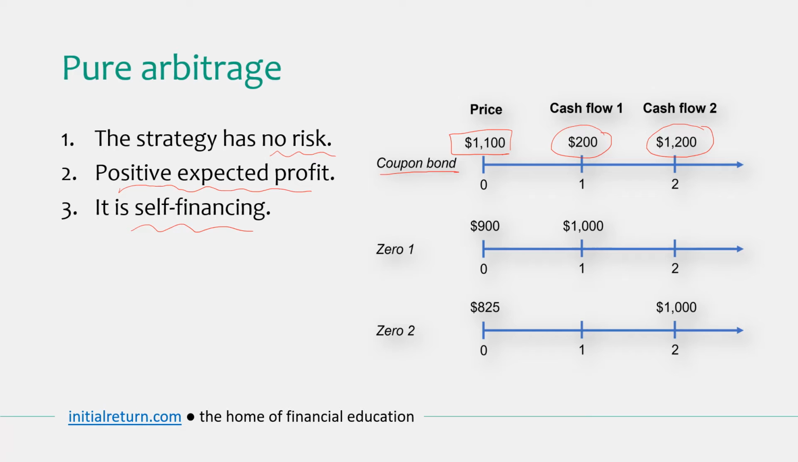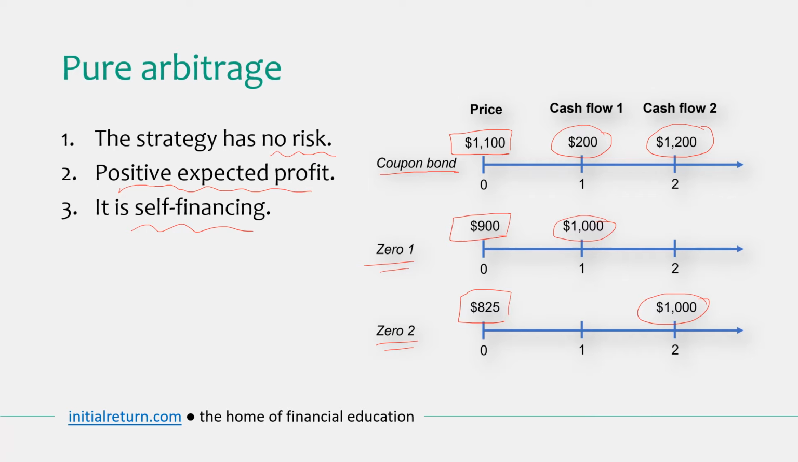And apart from this coupon bond, we have two zero bonds. Zero coupon bonds always trade less than their face value. They are set to trade at a discount. So if you look at the first one, the face value is 1,000 and it's going to be paid next year. And the bond is today trading at $900. And the second zero coupon bond is trading at $825 today, and it's maturing in 2 years' time, and at that point it's going to pay its face value.